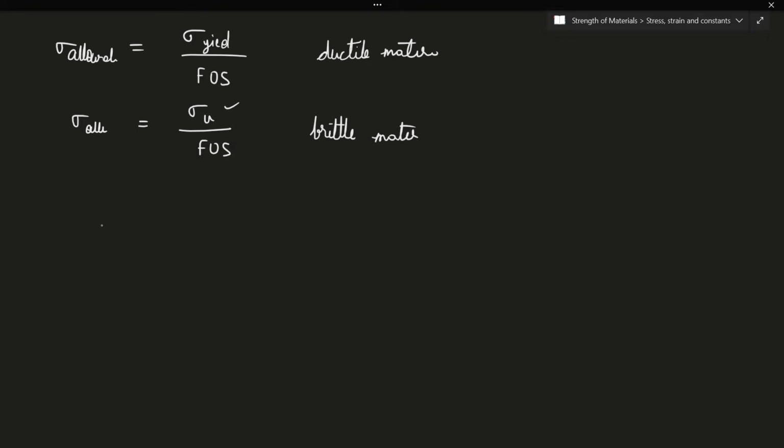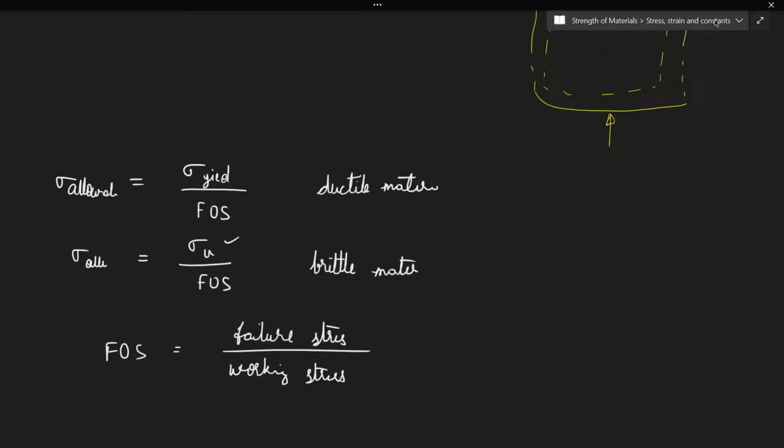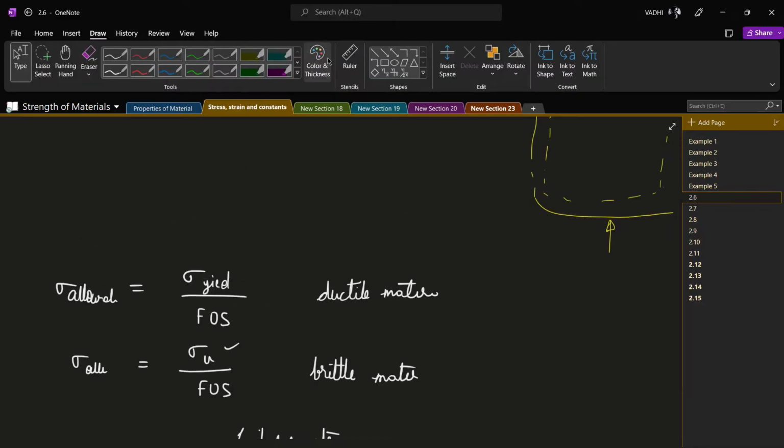Right, so what exactly is factor of safety? Factor of safety is again failure stress divided by working stress. Okay, so with this information, let me go back to solve the problem.